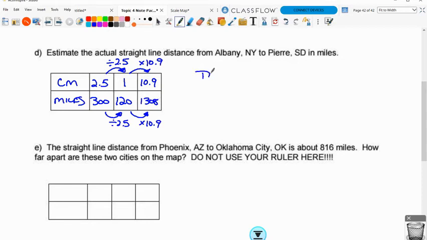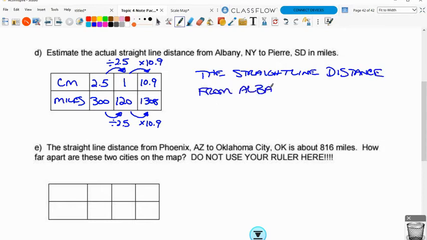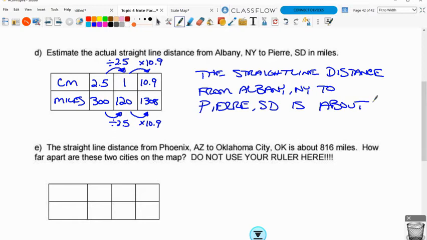And so we can say the straight line distance, and this time it was from Albany, New York to Pierre, South Dakota is about, because it's not approximate, it's about 1,308 miles between the two cities in a straight line.